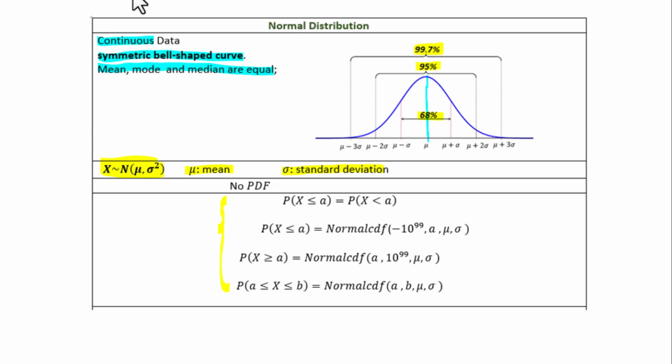Since the data is continuous, probability of x less than or equal to a equals probability of x less than a. Normally we use negative 10 to the 99th power for negative infinity, 10 to the 99th power for positive infinity.